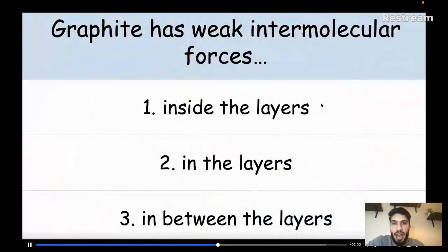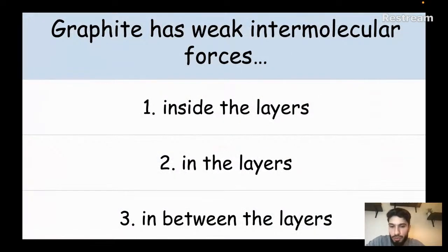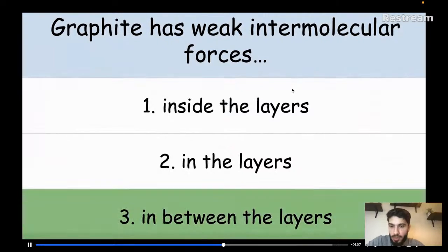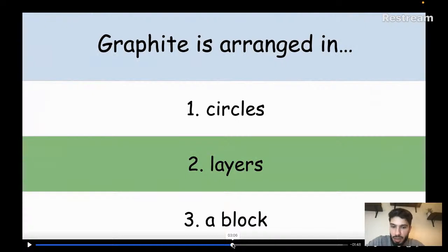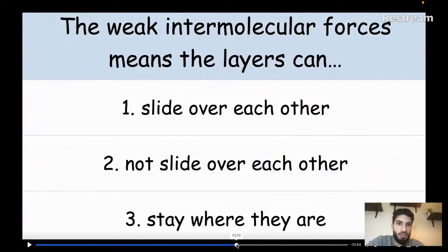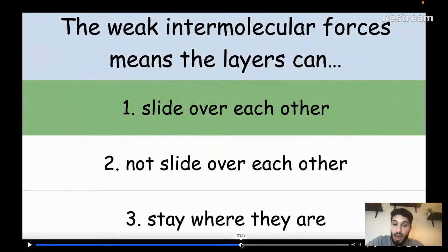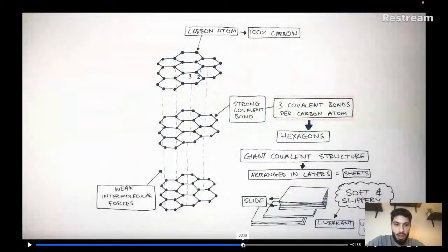Question time. Graphite has weak intermolecular forces. Is it 1, 2, or 3? Number 3, in between the layers. Graphite is arranged in layers. Number 2. The weak intermolecular forces mean the layers can... 1, 2, or 3? Slide over each other. Number 1.